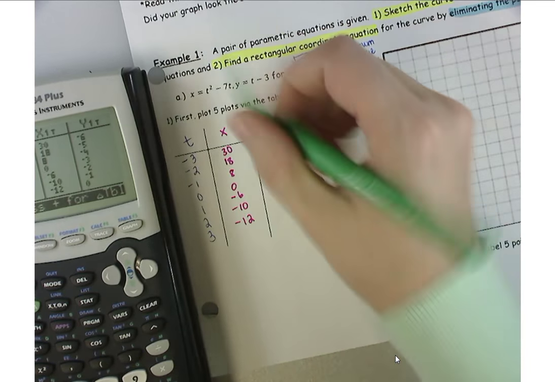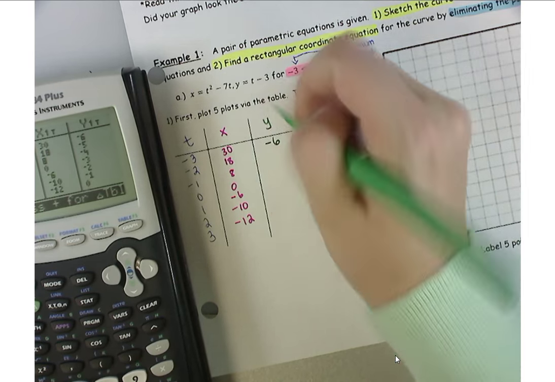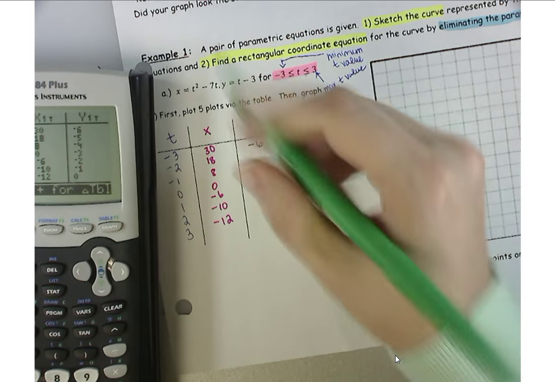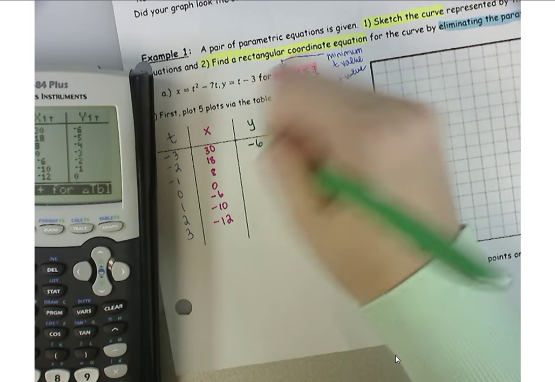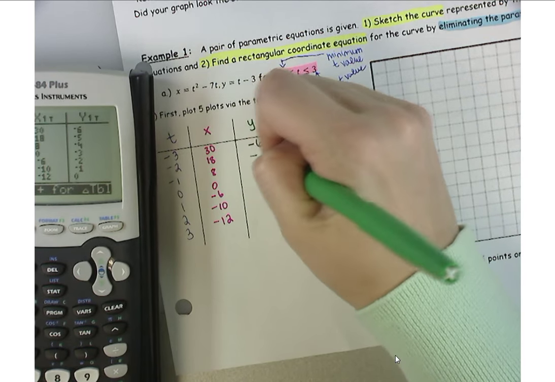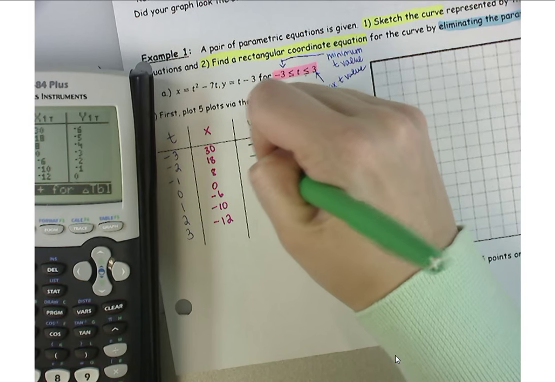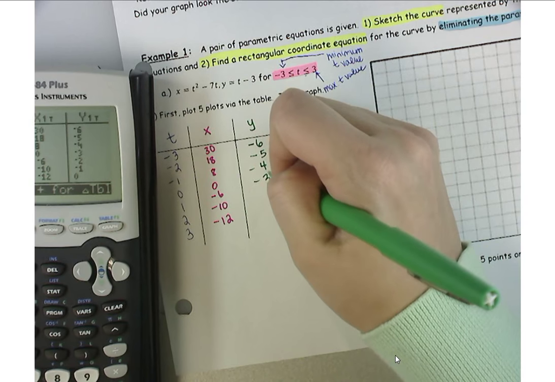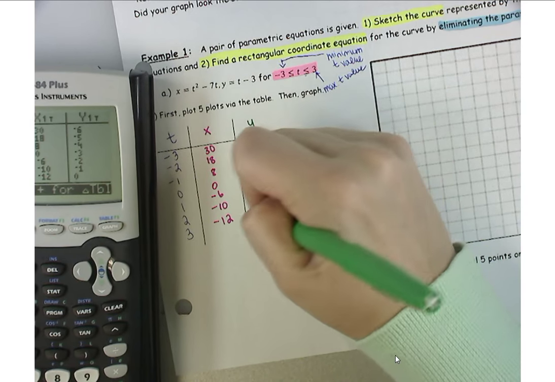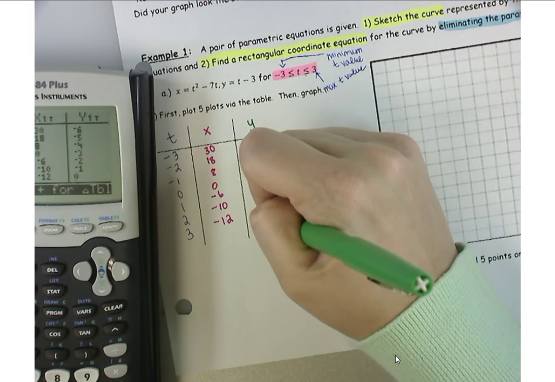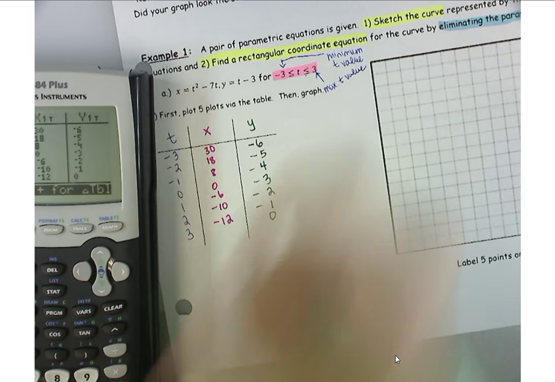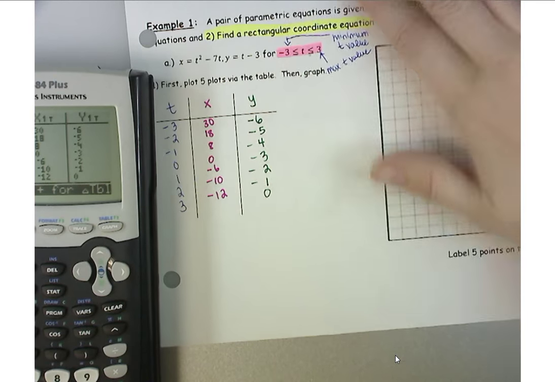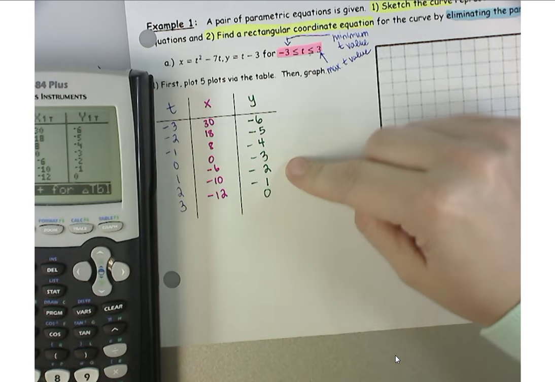Okay, and then y you could generate the same way, where you could plug in -3. -3 minus 3 is -6. See how this one you're just taking the value and you're subtracting 3 each time? So if you have -2, -2 minus 3, -1 minus 3. Okay? This one follows a very obvious pattern, and that's what? Decreasing by 1 each time, and that's because of your equation.